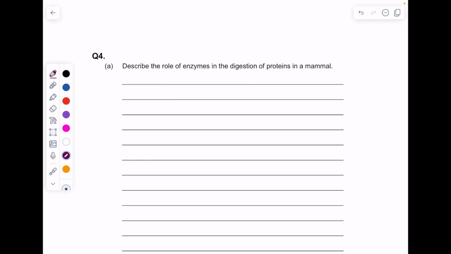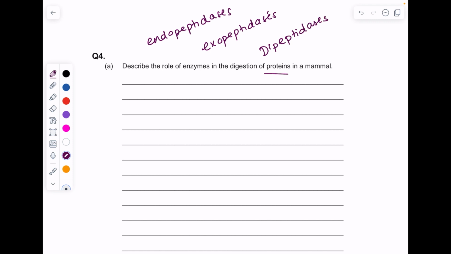Describe the role of enzymes in the digestion of proteins in a mammal. So let's talk about a variety of enzymes, including endopeptidases, exopeptidases, dipeptidase, which are all responsible for the hydrolysis of peptide bonds at various points along the polypeptide.